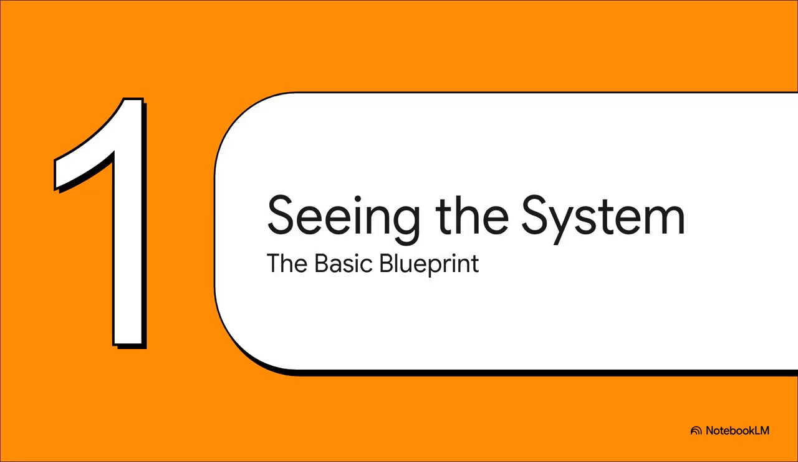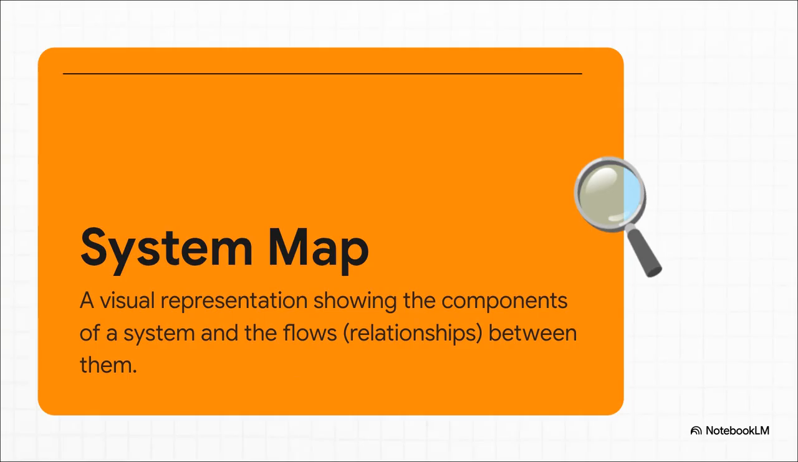Okay, so first things first, we have to learn how to actually see the system. Before we can analyze or fix anything, we've got to get all the pieces out on the table and sketch out that basic blueprint. And that blueprint? It's called a system map. Just think of it like a bird's eye view of everything. It's designed to show us two really simple things. First, the key components, the actual parts or people in the system. And second, the flows that connect them. That could be a flow of information or money or, like we're about to see, water.